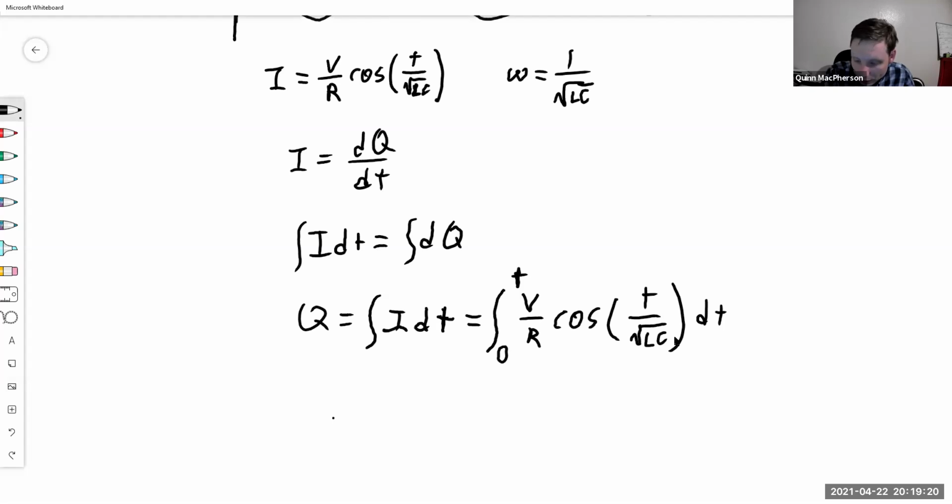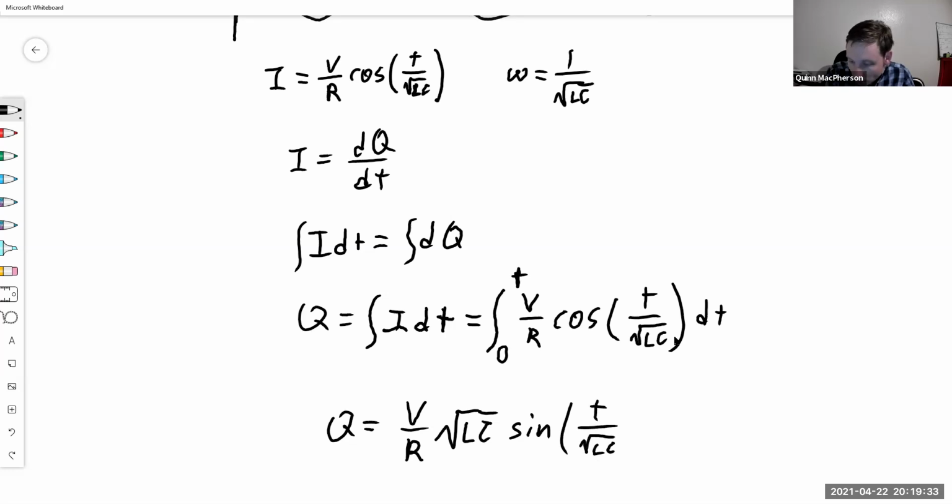The integral of cosine happens to be sine. If you do this integral, you get q equal to V over R, the square root of LC, sine of t over the square root of LC. Don't believe me? Take the derivative of this. The derivative of sine gives cosine. By the chain rule, taking the derivative of the inside gives 1 over the square root of LC. That cancels this square root of LC, and we get the argument here. Because the derivative of this is that, the integral of this is that. Okay, so that's q as a function of time.